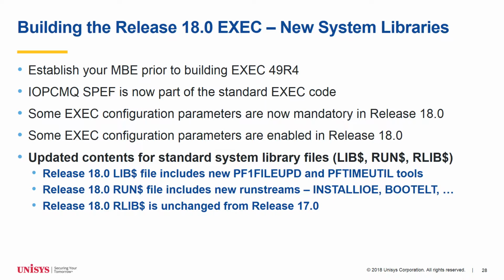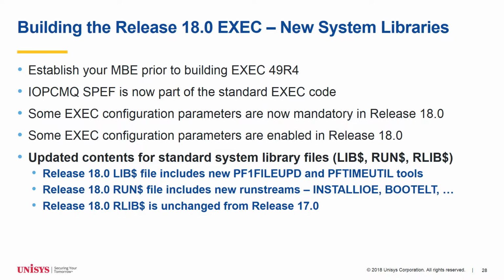The Release 18 EXEC run$ file contains updates to several important run streams. The install IOE run stream was updated to recognize changes made to the layout of the package tapes resulting from the new infrastructure product dependencies and the updated installation order now needed for some of these products. The boot-elt run stream, which is used by sysrun, was updated to eliminate some procedural steps related to the step control ILs or SKILs that are no longer needed during every reboot. We'll revisit the SKILs topic a little later.